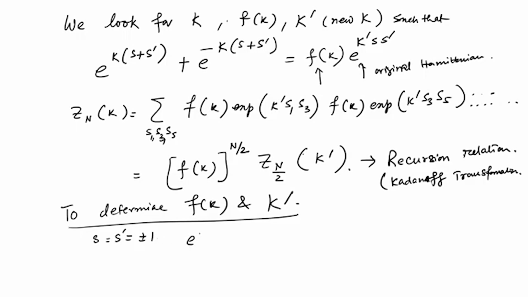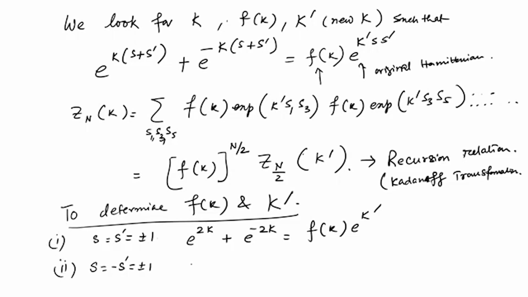So, that gives us exponential 2k plus exponential minus 2k is equal to f(k) times exponential k prime, and we take the other combination, that S equal to minus S prime equal to plus minus 1. So, here they have the same sign in 1, and in 2 we have opposite signs, which gives us 2 equal to f(k) times e to the power k prime. Okay. So, there are two equations and two unknowns.